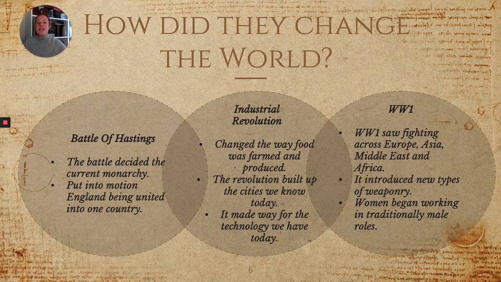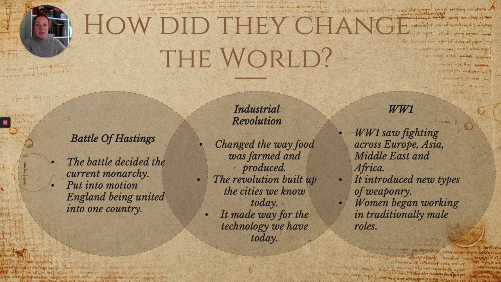Okay, so the Battle of Hastings, the battle decided our current monarchy. So that means our current queen is on the throne because of the events that happened at the Battle of Hastings. And it also put into motion the fact that England became one country, because before the Battle of Hastings, England had been split into counties and different kind of zones. And when the Battle of Hastings happened, William the Conqueror, who won, started to pull these zones all together to make one country. Okay, so that's the Battle of Hastings.